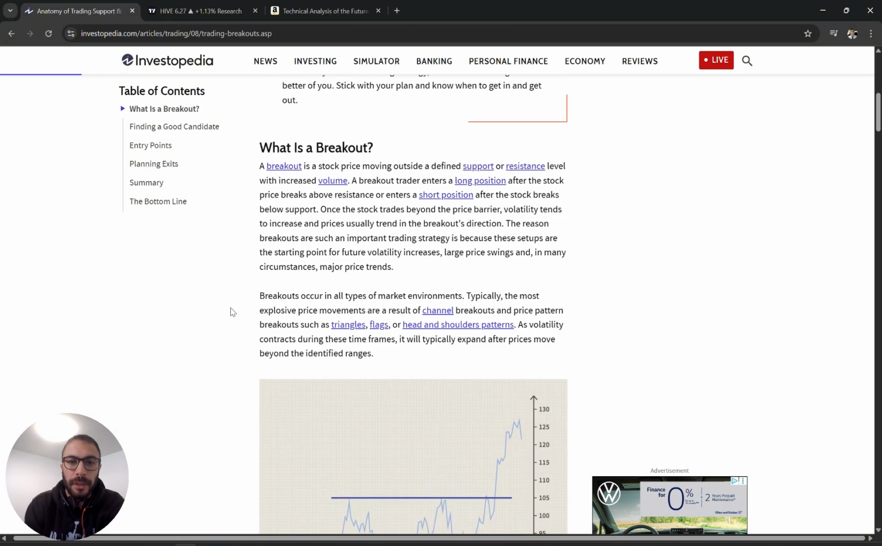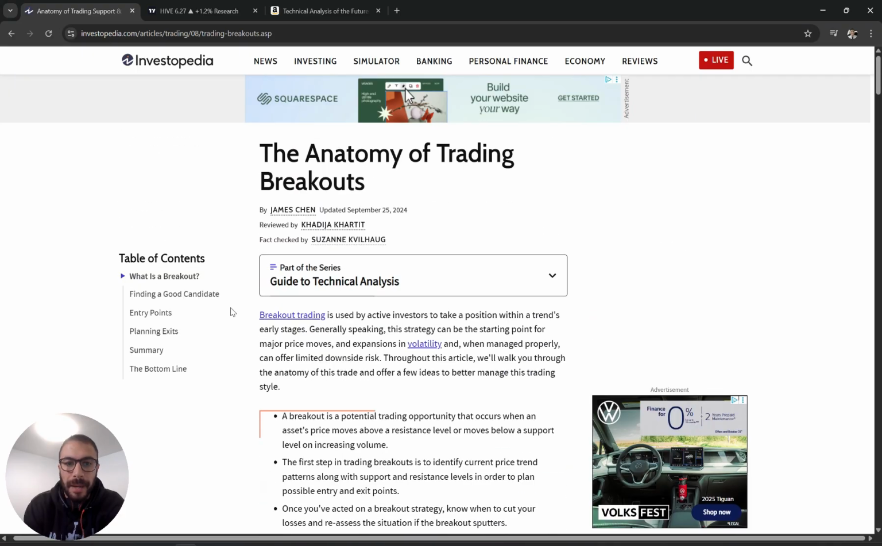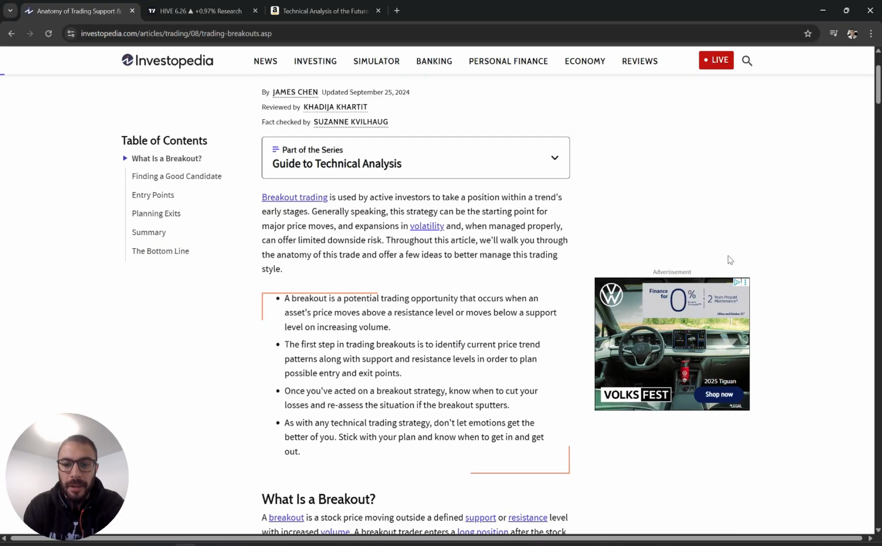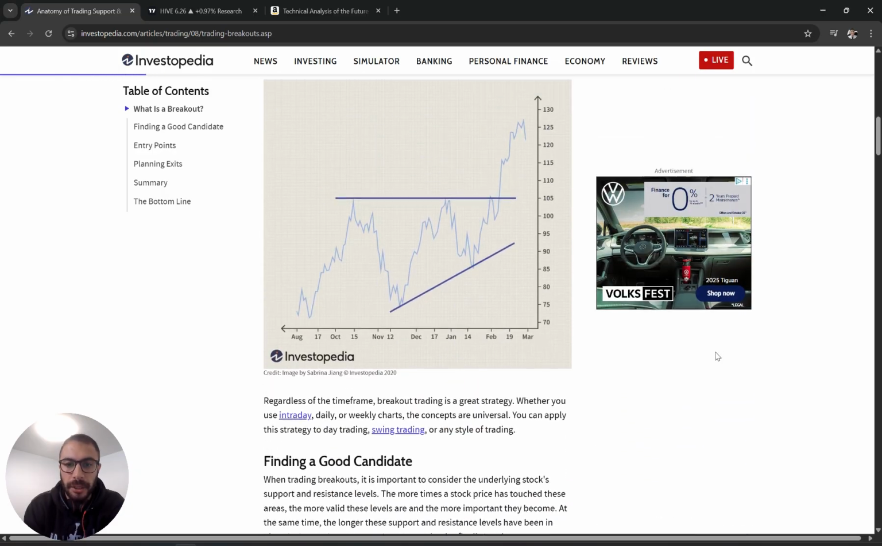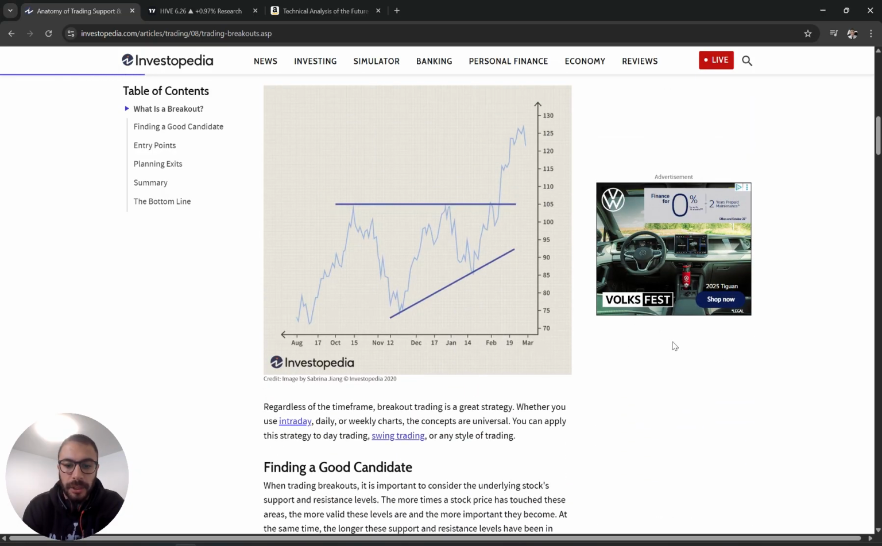Breakout trading is quite common. There is literally an Investopedia page about breakout trading and how it works. It breaks it down. It's quite interesting. I would recommend you all take a look. They give you a few examples of what to look for.